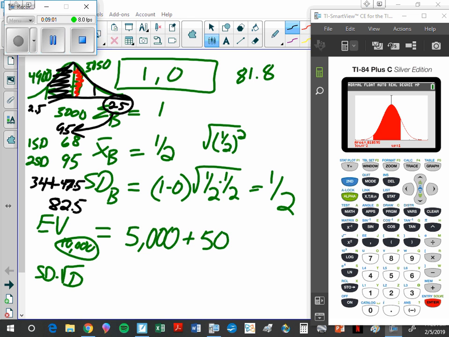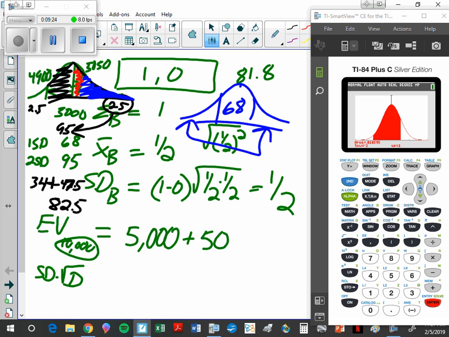Okay, and then the last one is 5,050 and more. So this area here. Well, my middle area is 68 for 1 SE. So that means there is 32 left in both wings. And we only want one of those, which is 16. So the answer is about 16%.